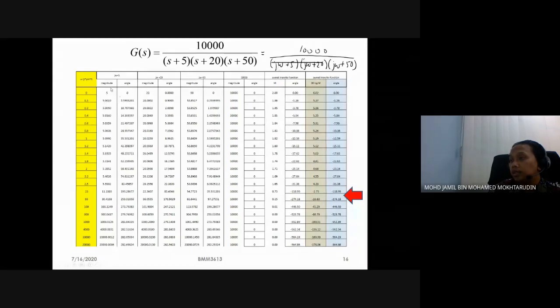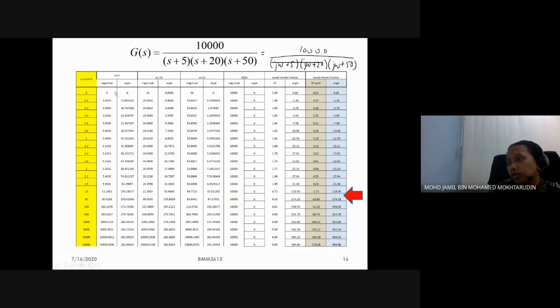And then the next step is you determine the magnitude and angle at different omega values for each of the poles and zeros. The first pole is jw plus 5. The second one is jw plus 20. The third one is jw plus 50. And the last one is 10,000.